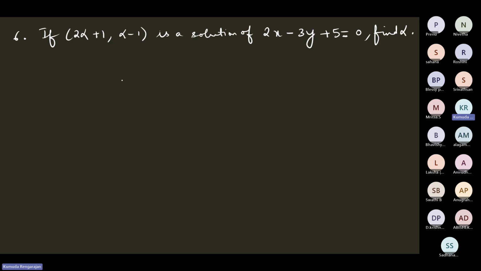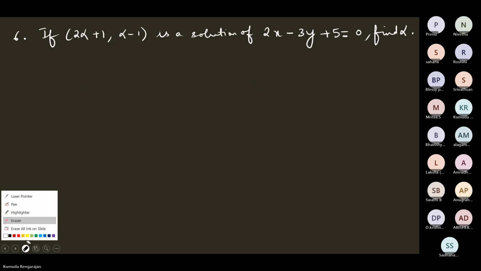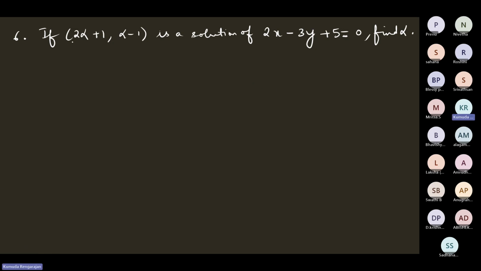So this is alpha. It's a Greek letter alpha, not 2. This is 2. This is alpha. So it's given, if 2 alpha plus 1, comma, alpha minus 1, in brackets, is the solution of this equation, find alpha.